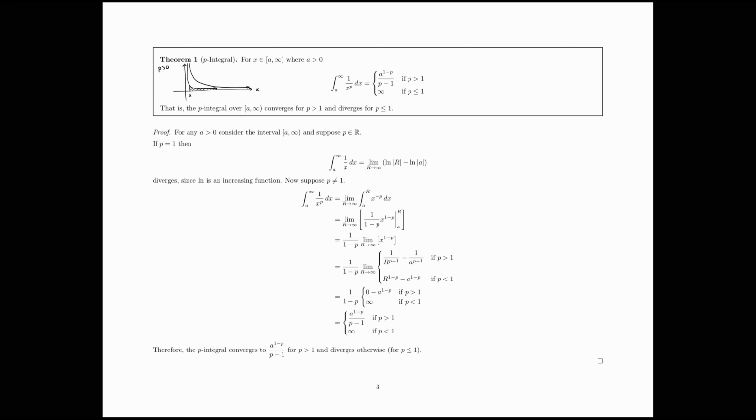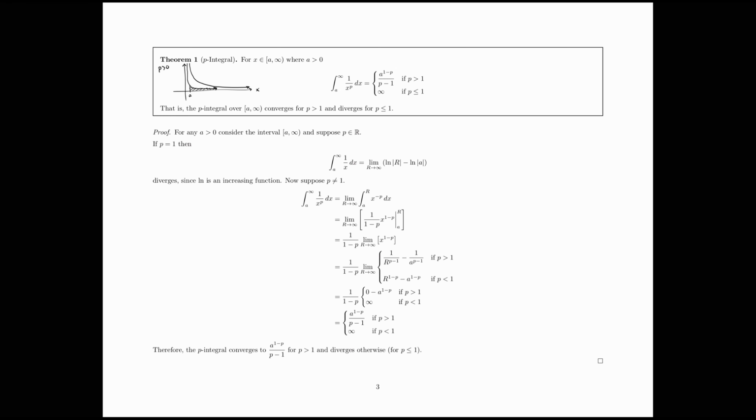So the main takeaway is that this integral converges if p is greater than 1, and it diverges if p is equal to 1 or if p is less than 1. So the area under the curve is infinite in those cases, and if p is greater than 1, the area depends on the value of p and the starting value a.